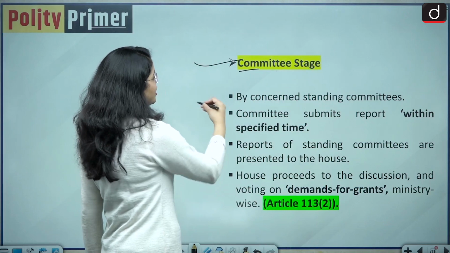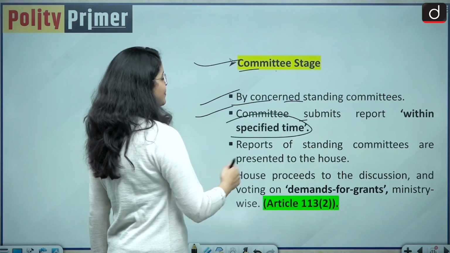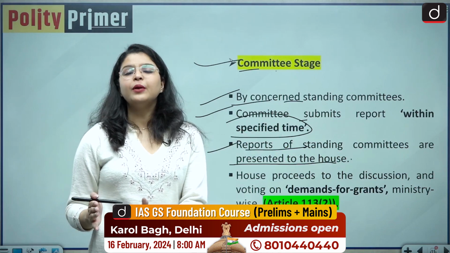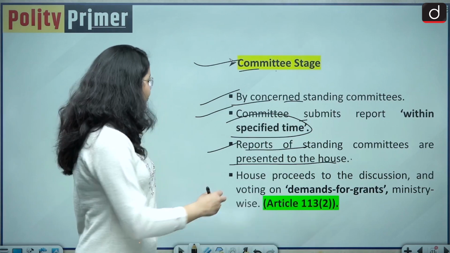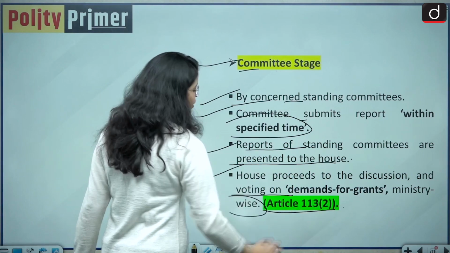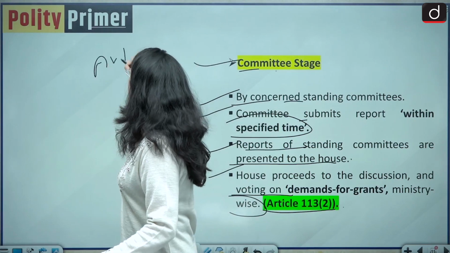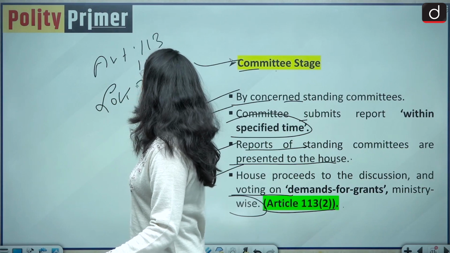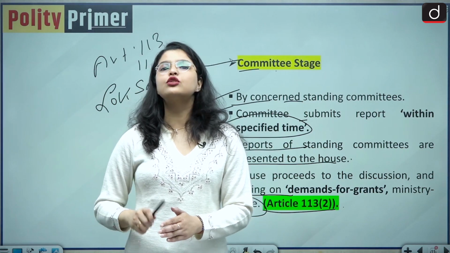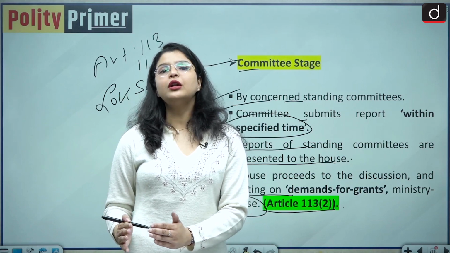Moving forward comes the committee stage. It is done by the concerned standing committees of the parliament, and the committee submits its report within the specified time, and reports of standing committees are generally presented to the house, and these reports by the parliamentary standing committees are very important in nature. The house proceeds to the discussion and voting on the demand for grants ministry wise, and this is mentioned under article 113 clause 2 of the Indian Constitution, and as per article 113 only the Lok Sabha is empowered to refuse or accept the demand for grant. This power is not vested in the Rajya Sabha. So kindly remember all of this factual information, because this is very important from the prelims perspective.